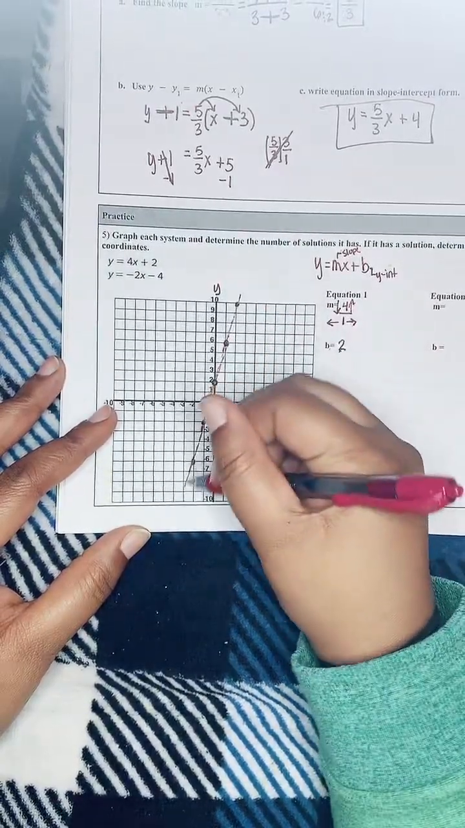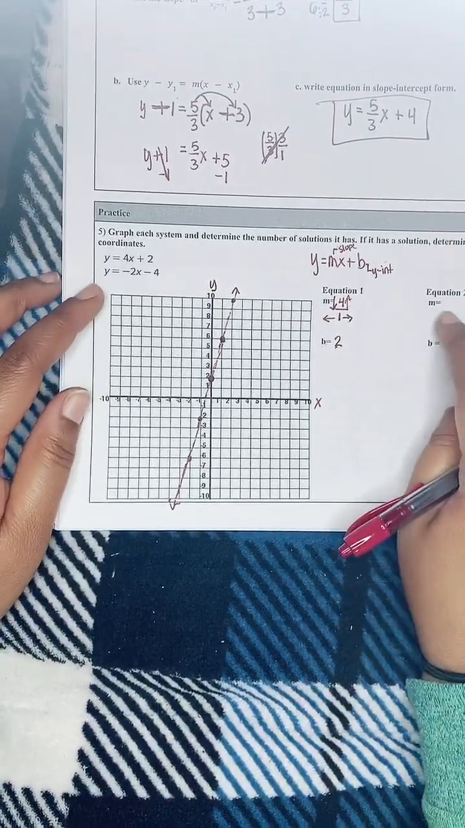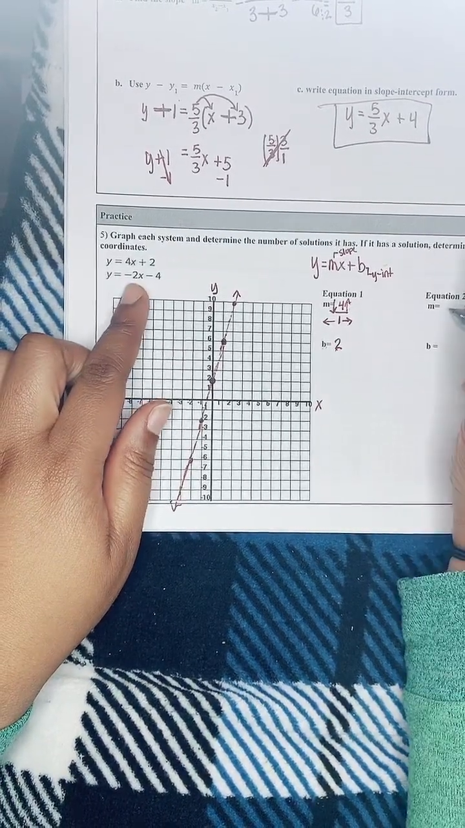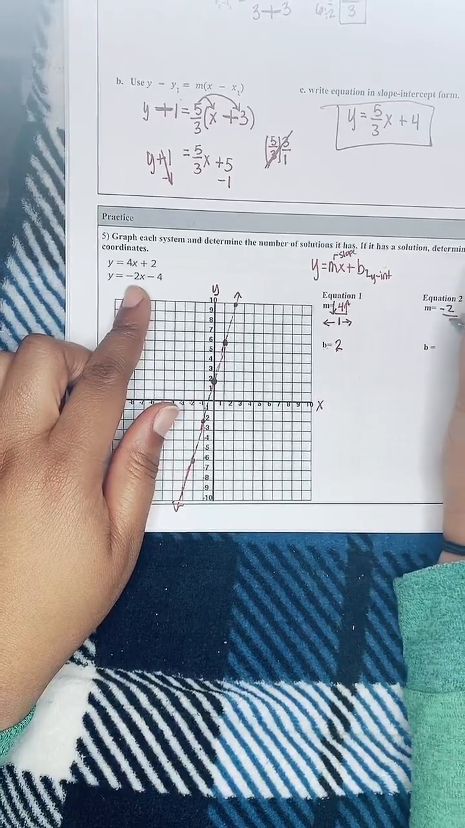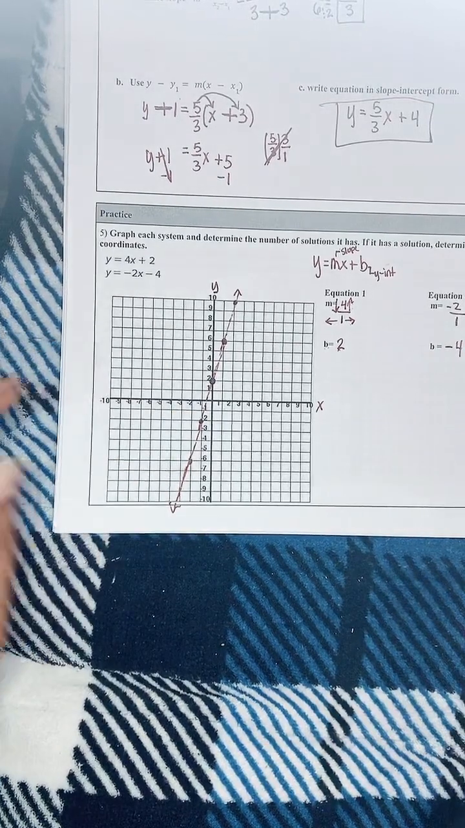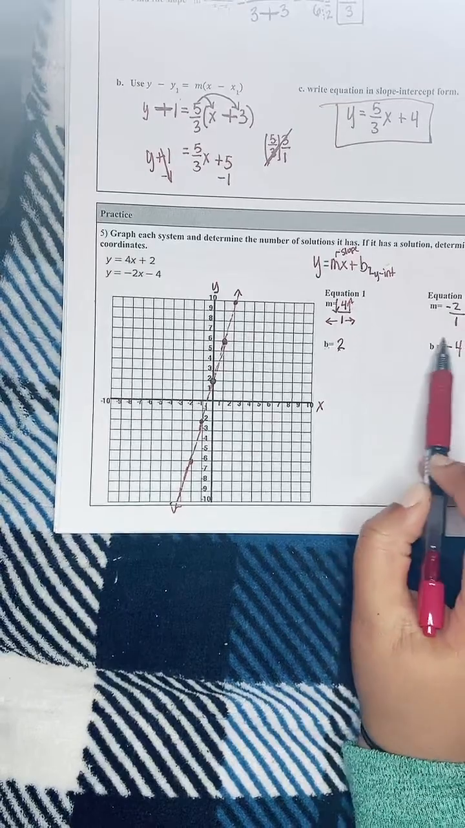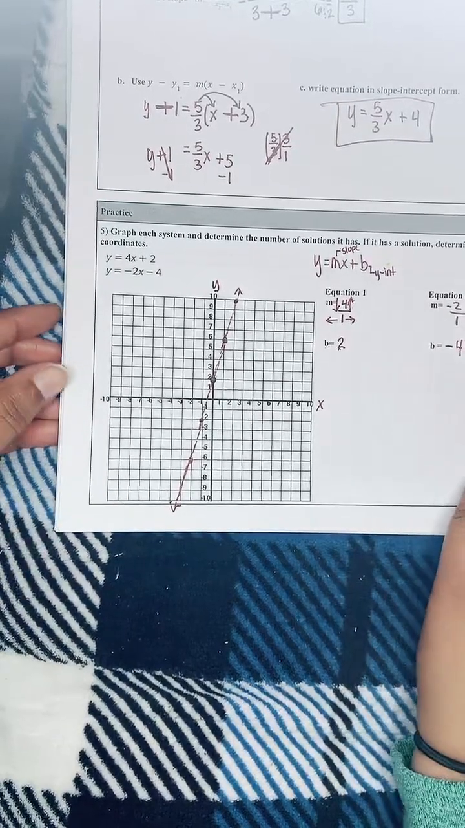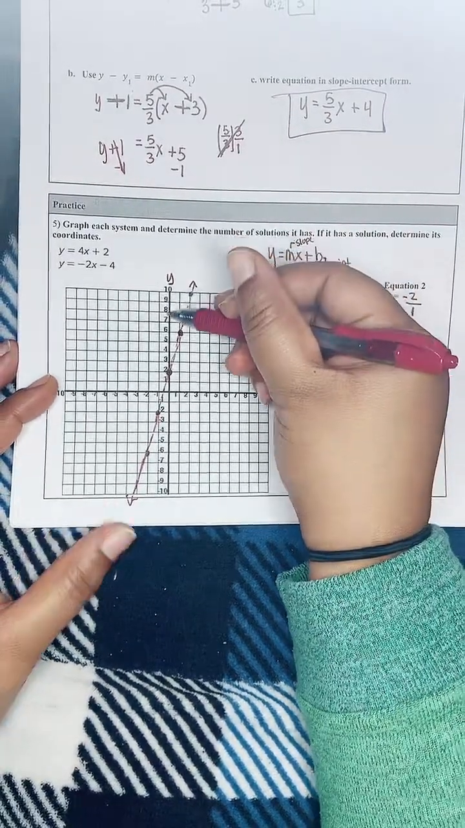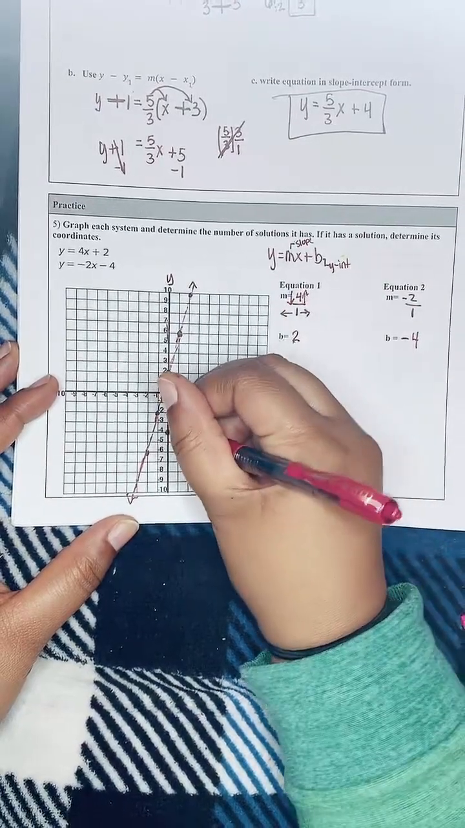Now my second equation. I need to identify the m and the b. You guys are saying the m is -2 over 1, and our b is going to be -4. Now, remember, this is where we start graphing. The -4 is where we start. So we're going to look at the y. I go on this line till I find -4. Right here, I put a point.